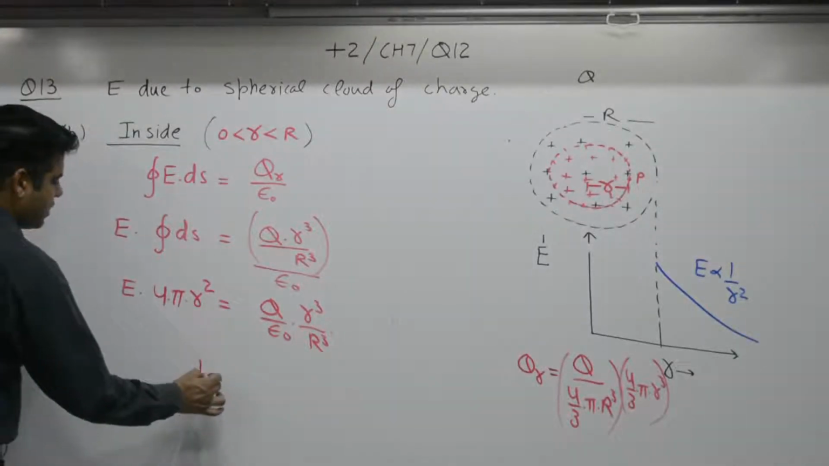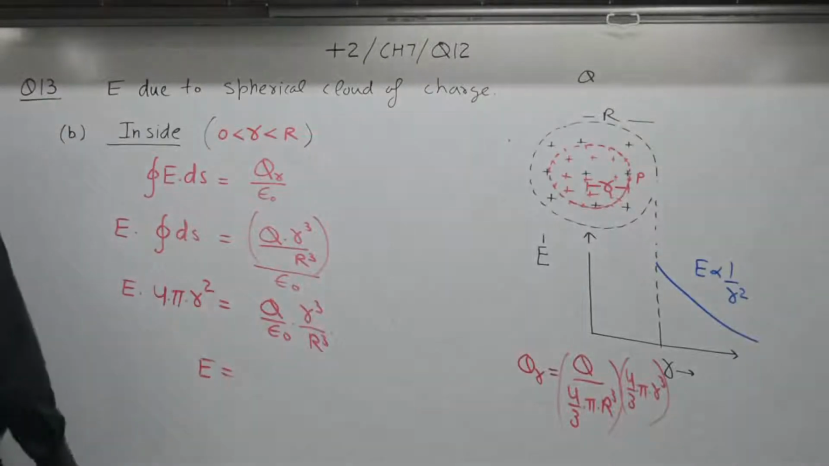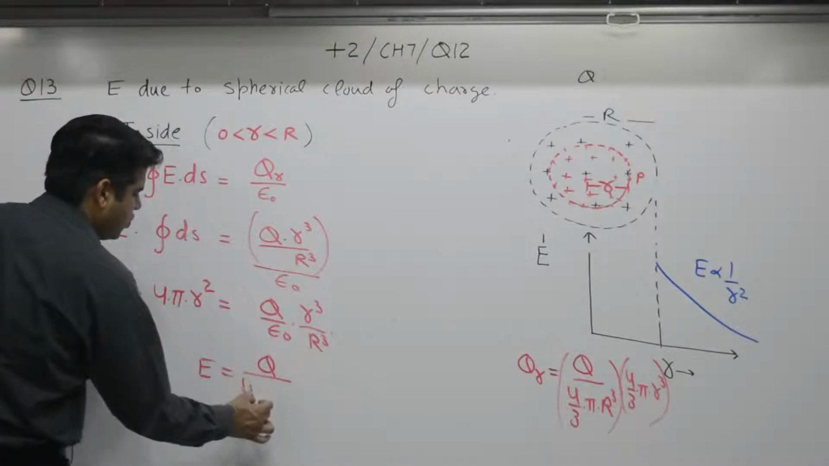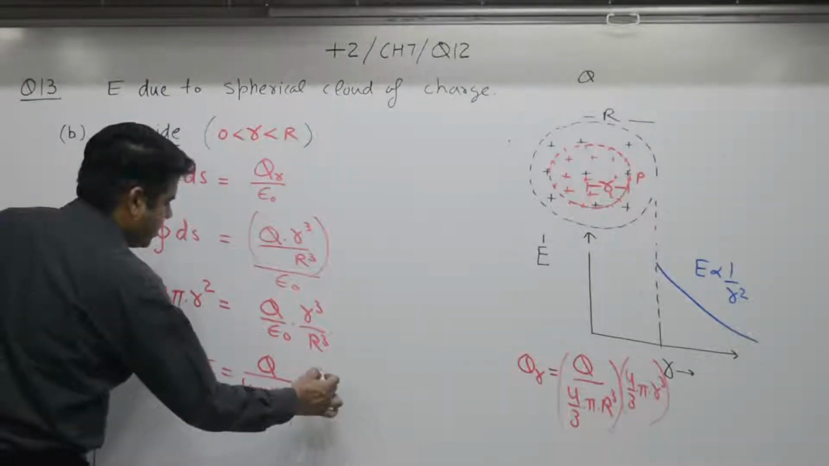If I solve for E, what will we get? This is R cube, this is R square. R cube by R square, what does it become? R. So what you get is Q over 4 pi epsilon naught R cube into R.